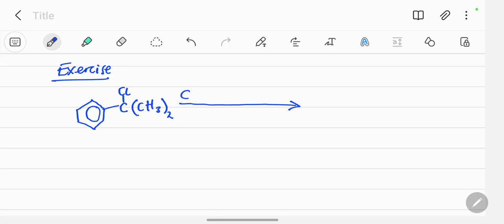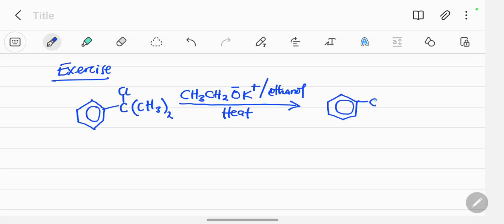So it's going to give us, when you add in CH3CH2O⁻, then potassium and the ethanol, and heat, we form the alkene plus potassium chloride. So you will generate the mechanism.